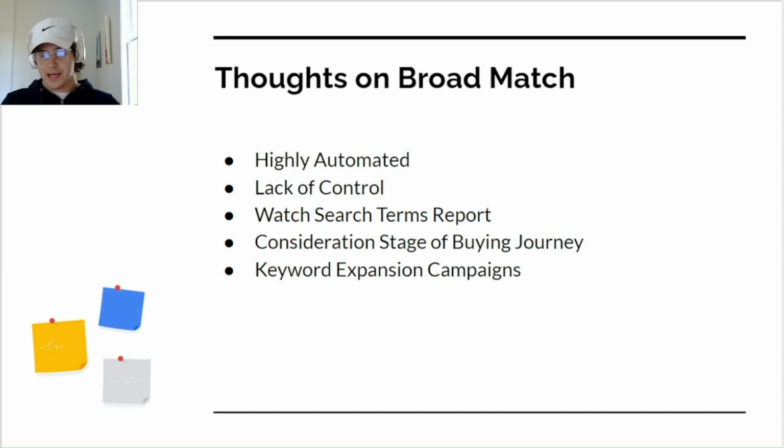Number 3, like I mentioned, watch the search terms report. If you're running a broad match campaign, every single day comb through the search terms to understand, what am I bidding on? Am I bidding on competitors? Am I bidding on products I don't really offer? And then cut down the waste, right? So slowly over time, you can teach these algorithms exactly what you want. And you can do it a lot quicker if you're able to leverage search term campaigns.